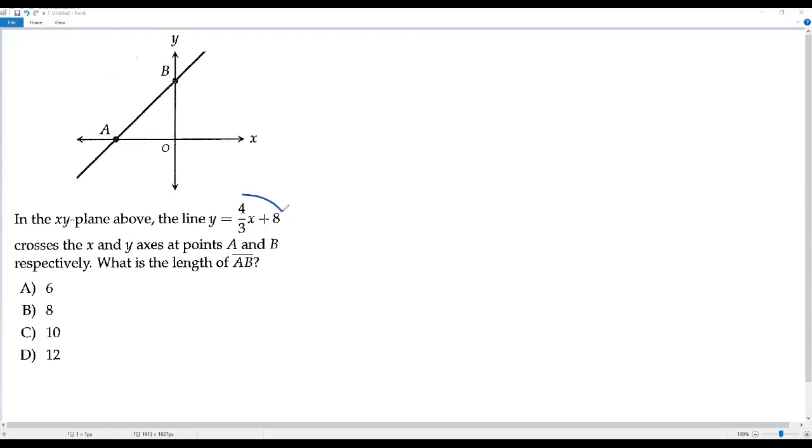To find the x-intercept of this line, what I have to do is plug in y equals 0 in the equation of the line. Okay, let me do it. So we have the equation y is equal to 4 over 3 x plus 8. This equation represents the line over here. To get the x-intercept, I have to plug in y equals 0. When I do so, I am getting 0 equals 4 over 3 times x plus 8.